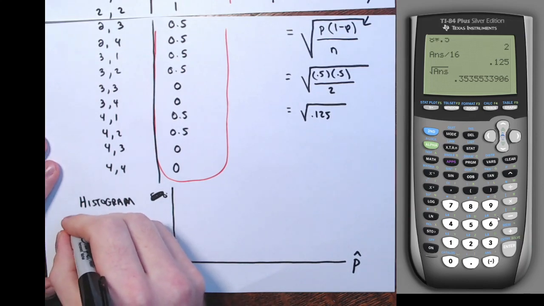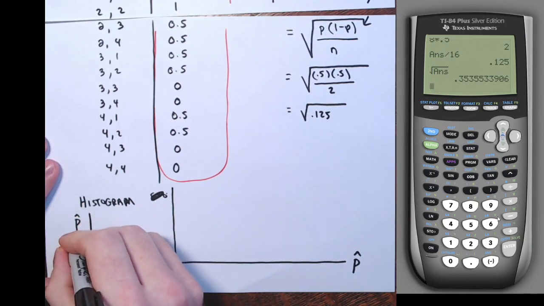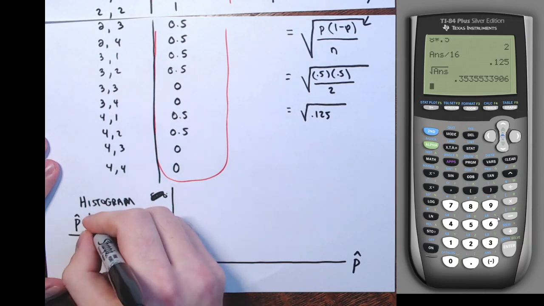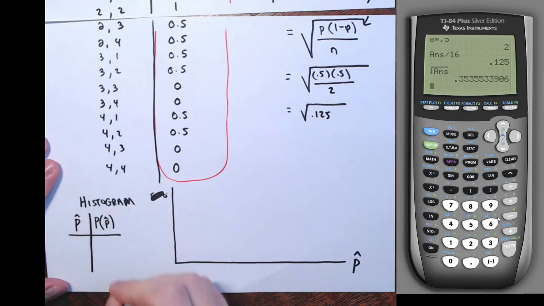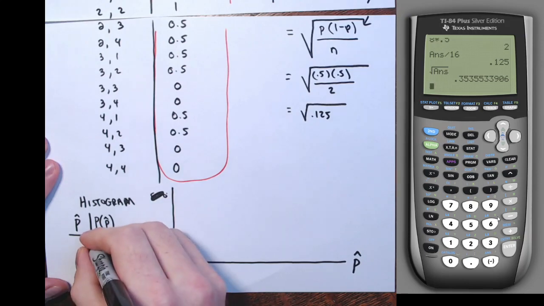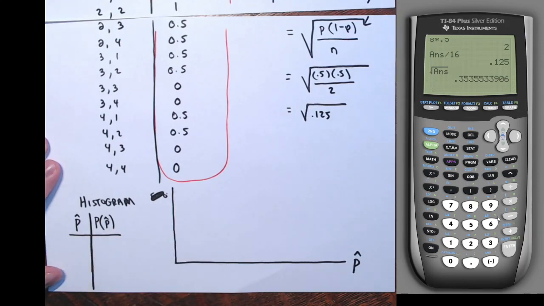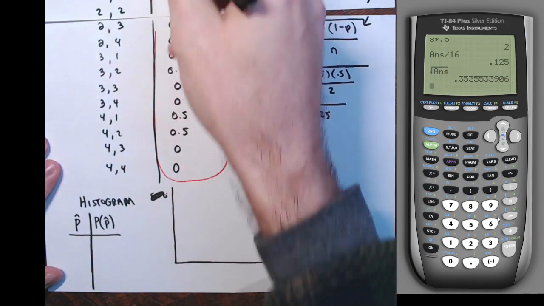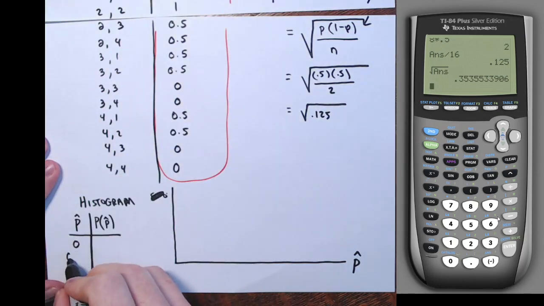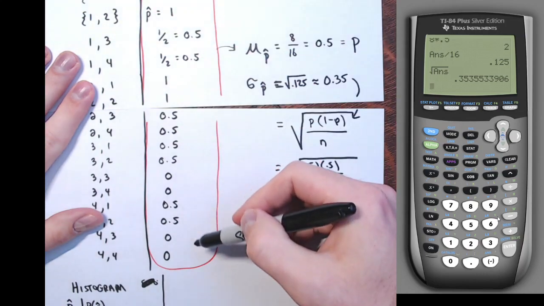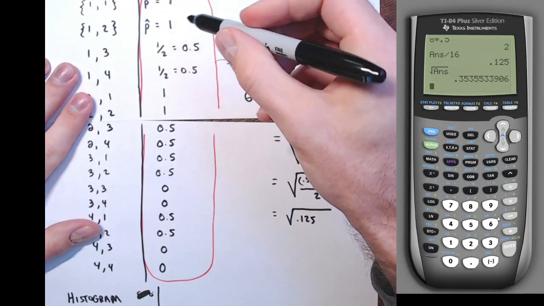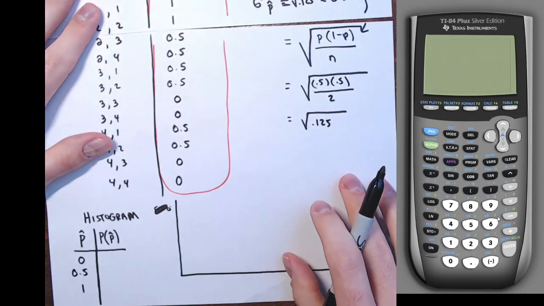Here are p hats, different values of p hat, and then what's the probability of getting that particular value of p hat when we have these sample sizes of 2. Now all the p hats that show up here are either 0, 0.5, or 1. Right? You look at this group of all the p hats I had. They're either 0, 0.5, or 1, and there are 16 of them.